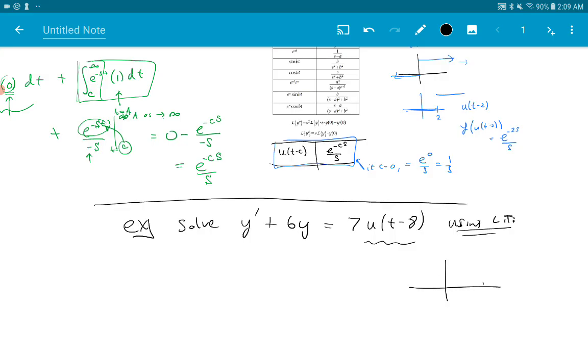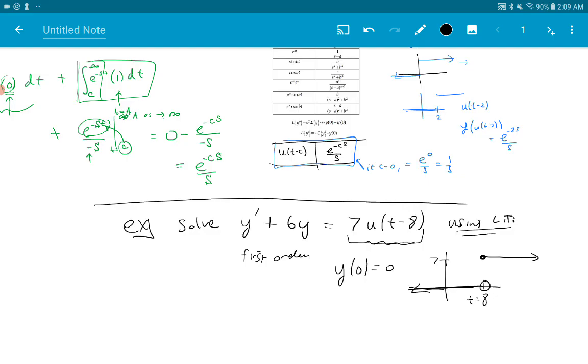What does this step function do? It steps from 0 up to 7 at t equals 8. That's our right-hand side, the forcing function. Notice this is only first order, so it should be a little easier than a second order. I also have to give an initial condition. Let's say the initial condition is y of 0 equals 0.